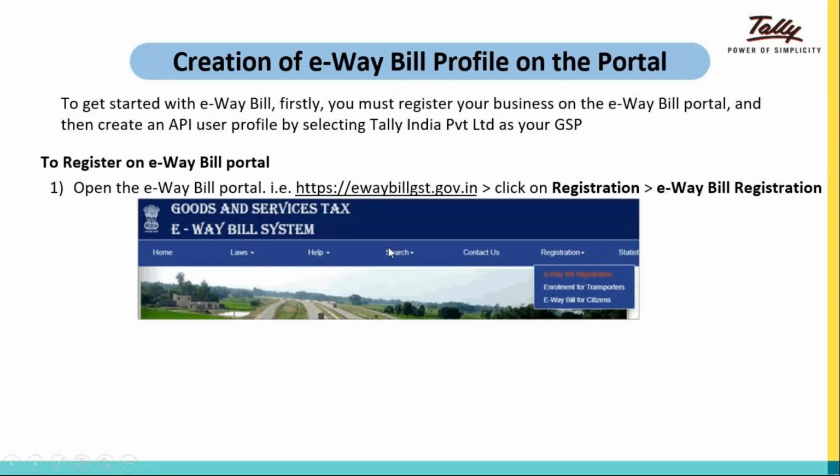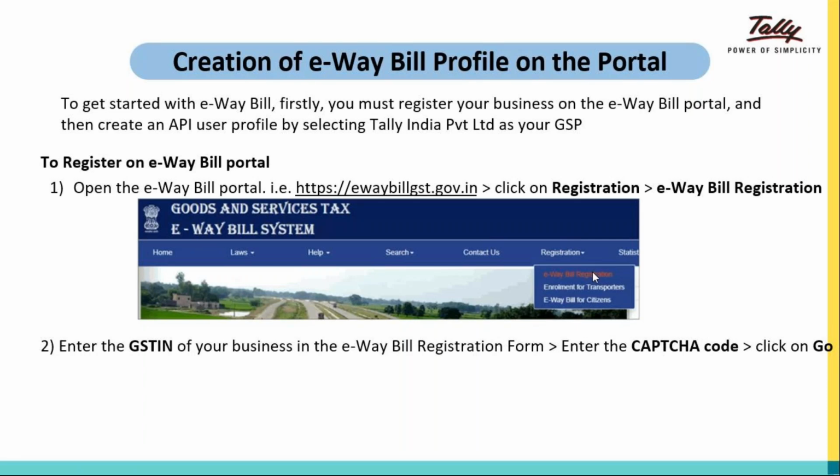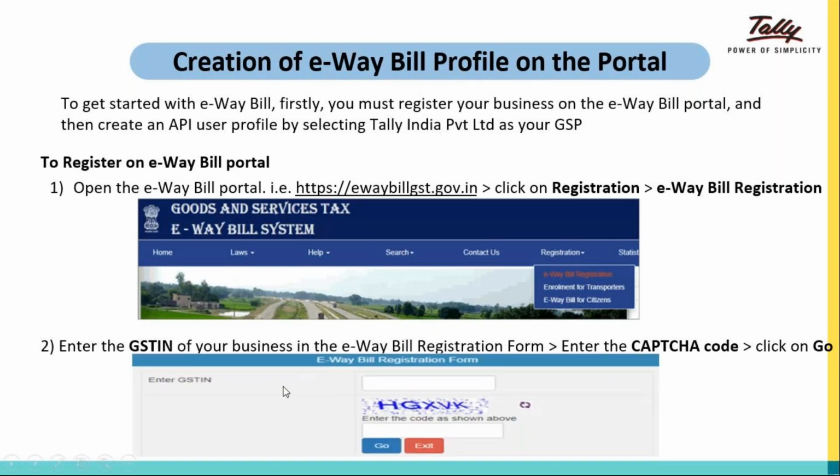So here you can see that in this particular dashboard, under registration, you have e-way bill registration. So you need to select that. Okay, the moment you select that, you will get a dashboard like this. Okay, in this dashboard you have to provide the GST registration number of your business. So you all remember, you all know, right, what you mean by this GST registration number. It is a 15 digit number. So you have to provide this registration number here, your GST registration number, and you also have to provide the captcha. So after that you have to press go.